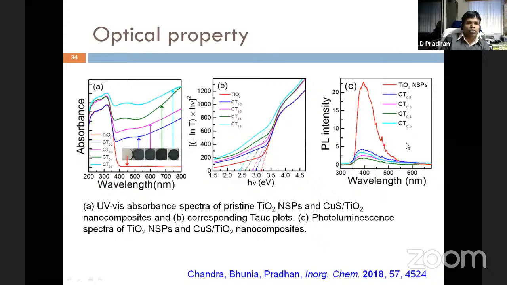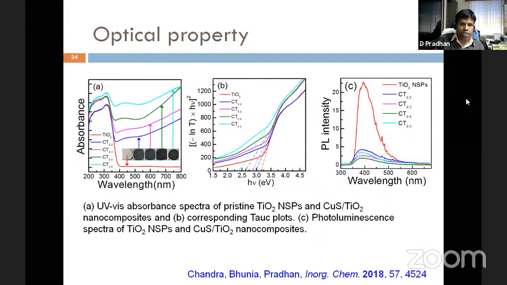On the right side, you see the photoluminescence spectra. The red curve is for TiO2. TiO2 gives the maximum luminescence, meaning maximum recombination is occurring with TiO2. That means charge carriers are not well separated with TiO2.